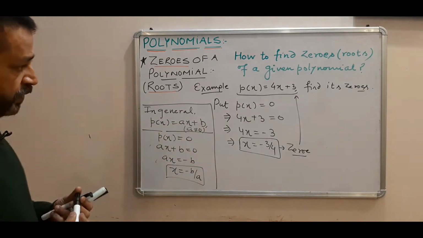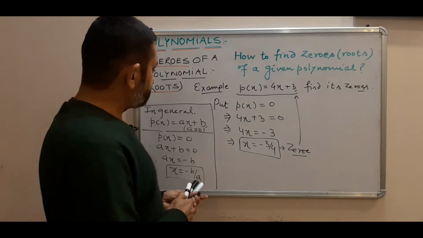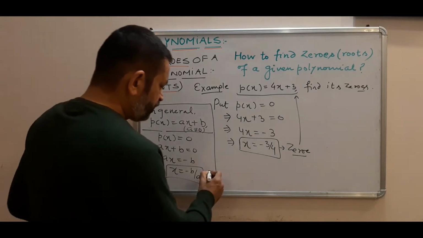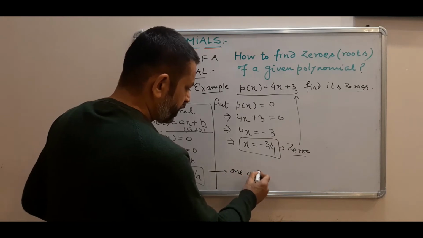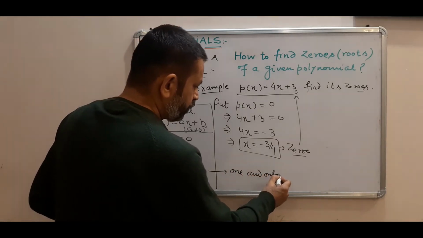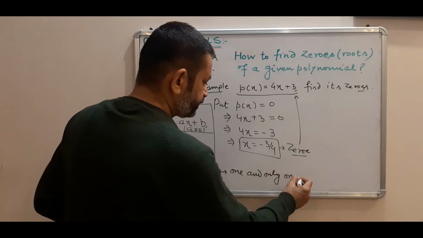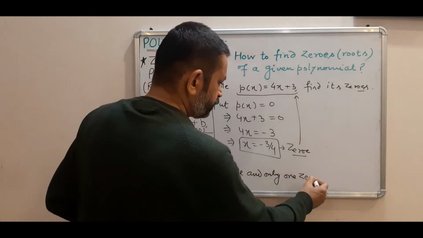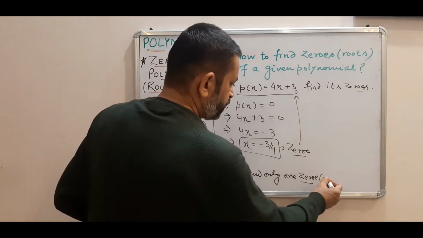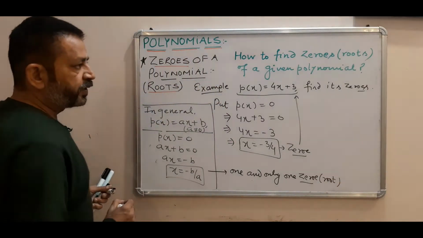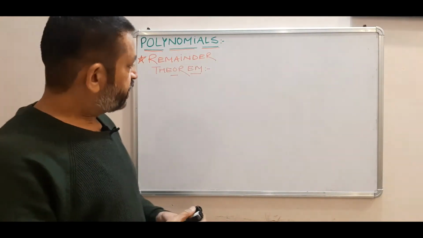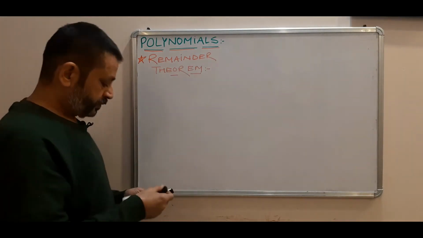Just remember one thing: in case of a linear polynomial we'll have one and only one zero, or one root, and that is minus b upon a. Now the next topic is remainder theorem.